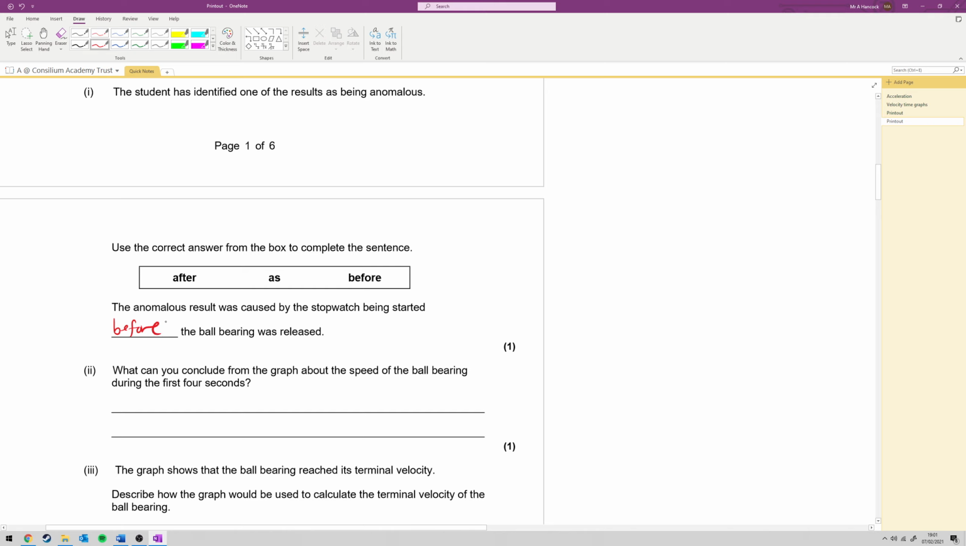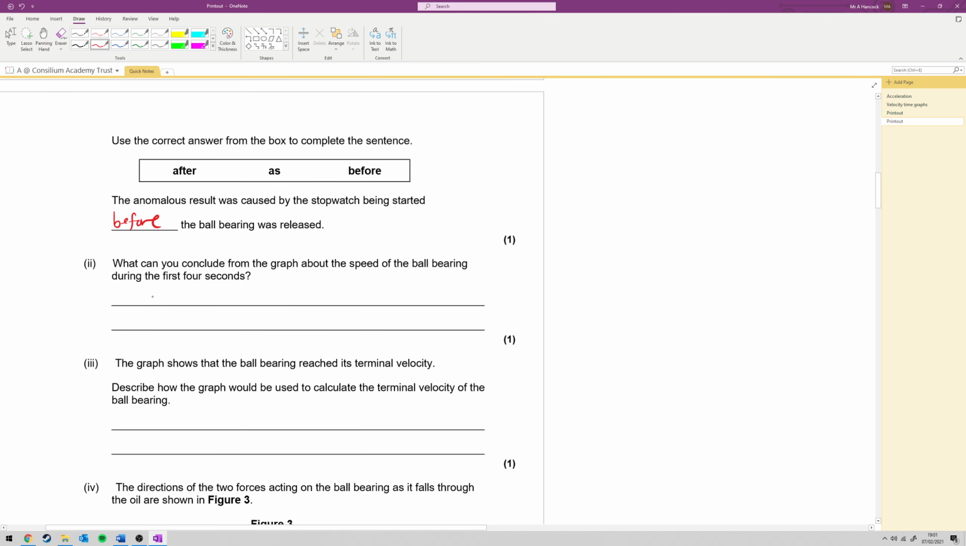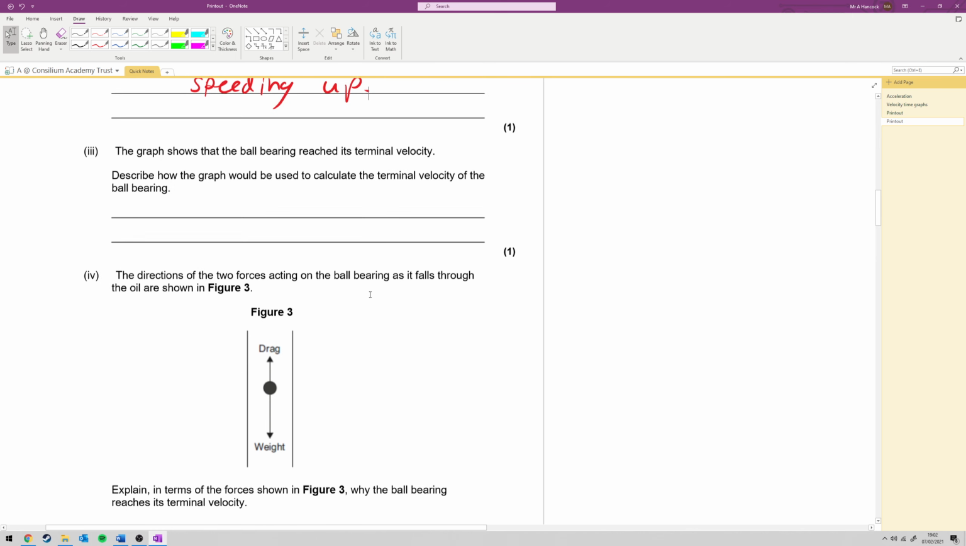What can you conclude from the graph about the speed of the ball bearing during the first 4 seconds? Well, let's have a look. 0 seconds to 4 seconds. Now this is a distance time graph, and that line is curved. So if the line is curved, this object must be accelerating. So it's speeding up, you could say. Or you could say it's accelerating. It says about the speed, so I'm going to just say speeding up. Now the more correct word would be acceleration, but we'll keep it simple.